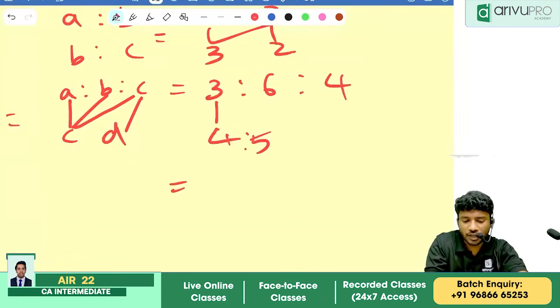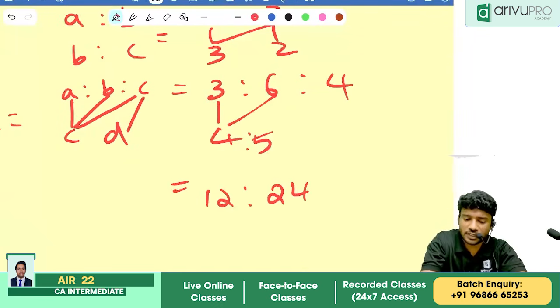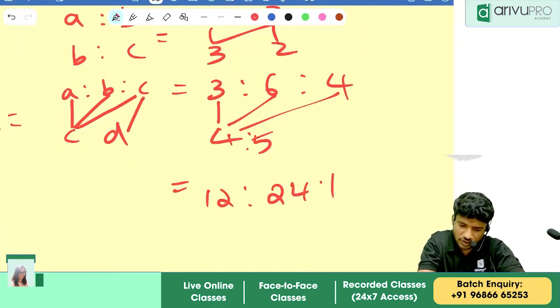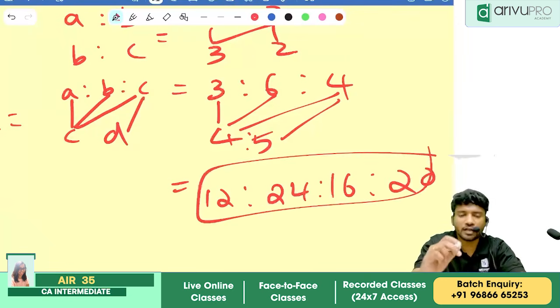Now first you do it. 4 into 3, how much? 12 is to 4 into 6, 24 is to 4 into 6, 16 is to 5 into 4, 20. So this is the way of solving it.